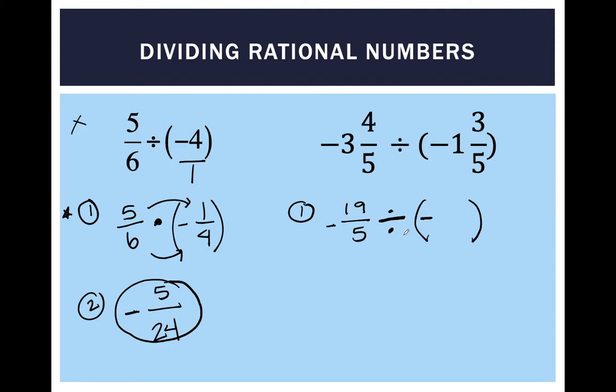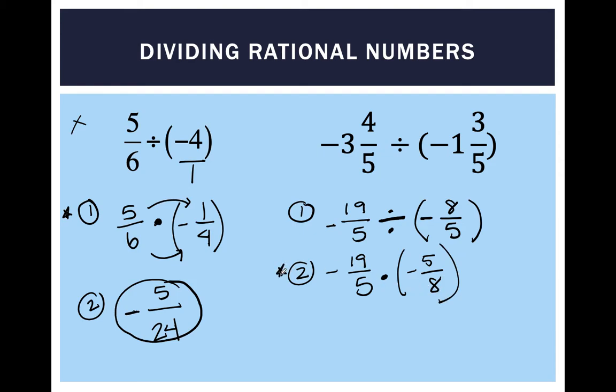That's a very common mistake, is that we want to change this to multiplication, but you need to convert this to an improper fraction first. 1 times 5 is 5, plus 3 is 8. So we have negative 19 fifths divided by negative 8 fifths. Negative divided by negative is going to give us a positive answer. I still need to keep, change, flip. So let's do that. Keep, change, flip.